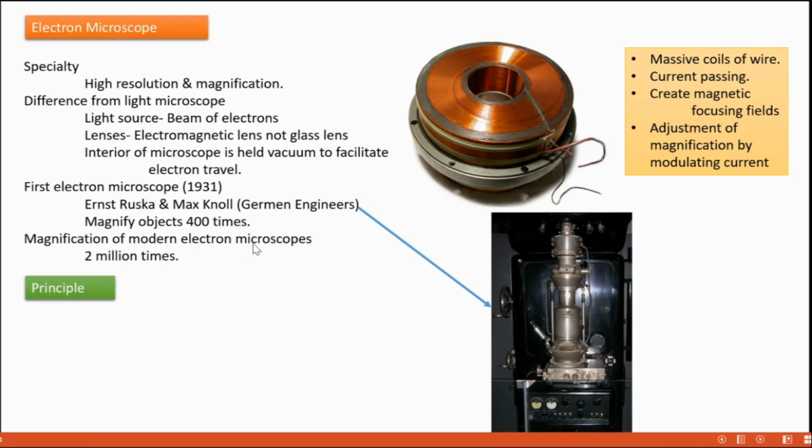Magnification of modern electron microscopes is almost 2 million times. Compare these two values. The first one, the magnification power is only 400 times the original size of the specimen. And here it comes to 2 million times the original size of the specimen. So, these are all introduction. Then we are going to see the principle of electron microscope.